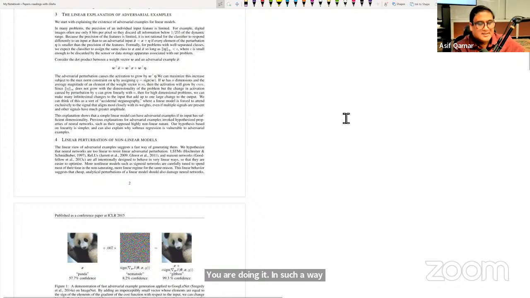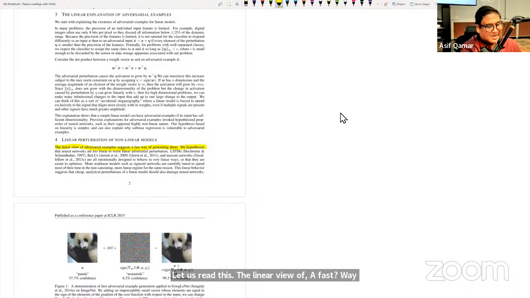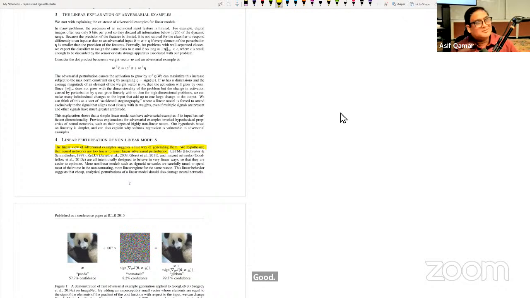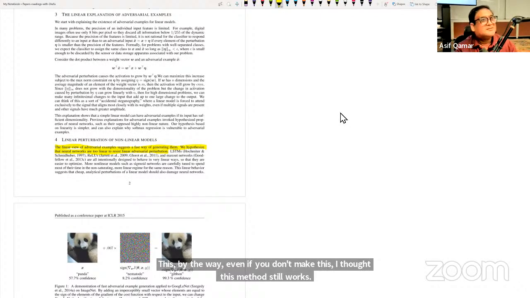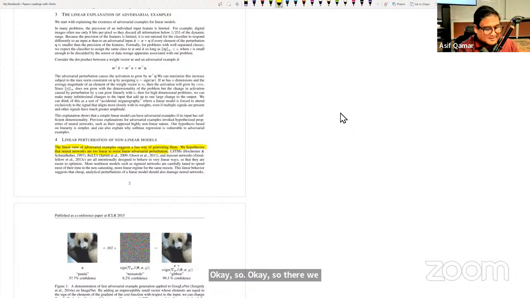Let us read this paragraph. The linear view of adversarial examples suggests a fast way of generating them. We hypothesize that neural networks are too linear to resist linear adversarial perturbation. This, by the way, even if you don't make this hypothesis, this method still works. So there we go. Too linear to resist linear. LSTMs and maxout are all intentionally designed to behave very linearly so that they're easier to optimize. You can ignore that.